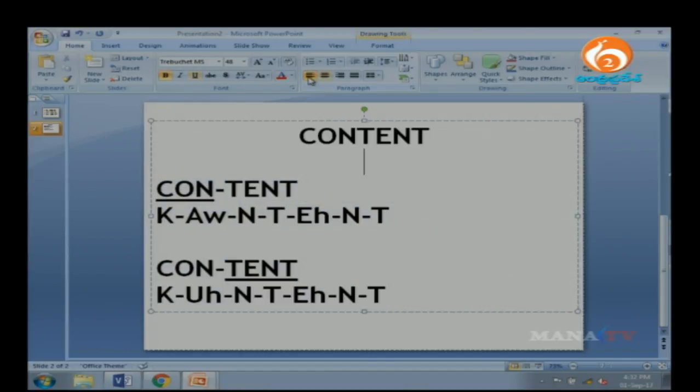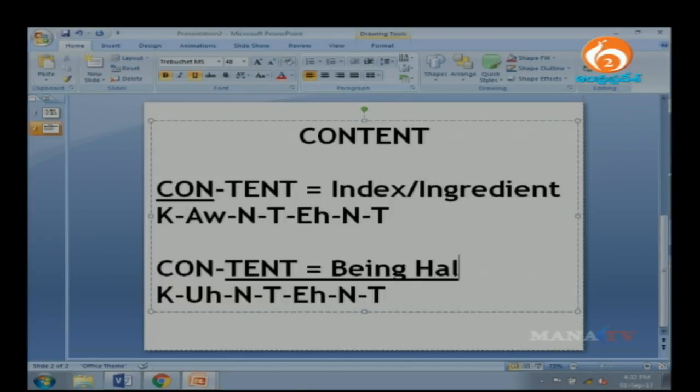Both have different meaning. When I am stressing on the first one, content, it means index or ingredient. When I am stressing on the second one, it means being happy. Are you content with the training? Are you content with your life? Are you content with your progress? That is content. Content, please send me the content of this program. That is different, content is different.